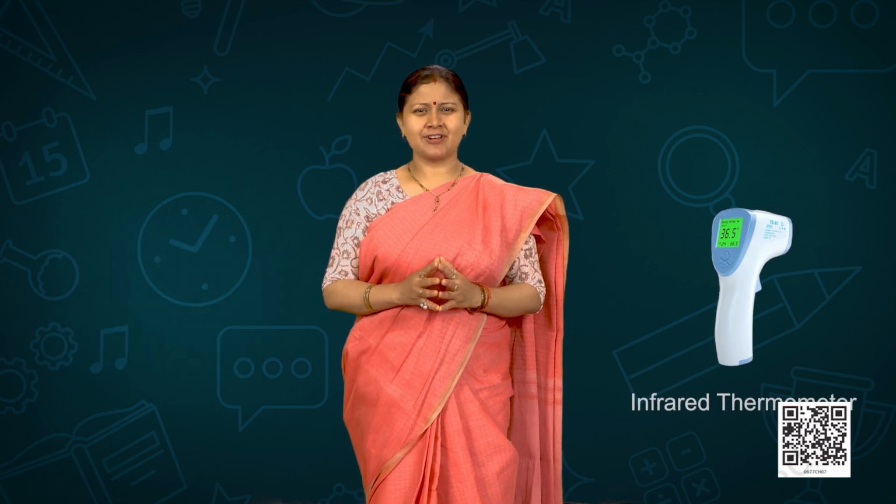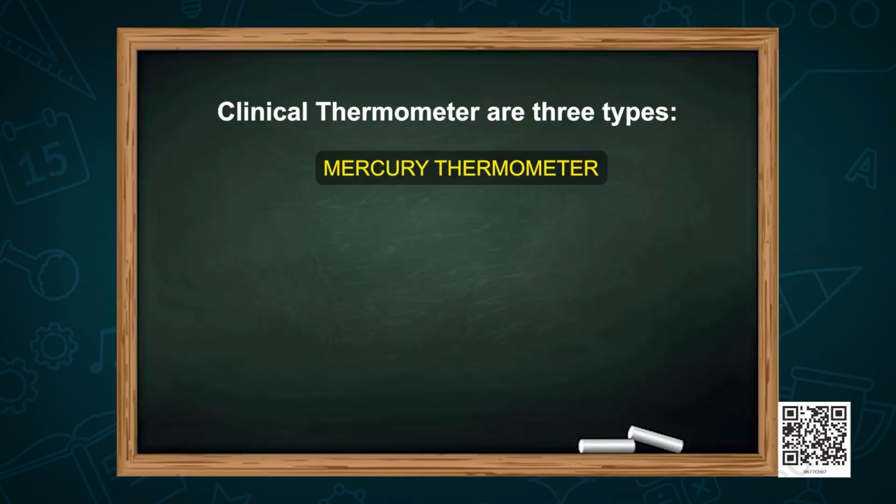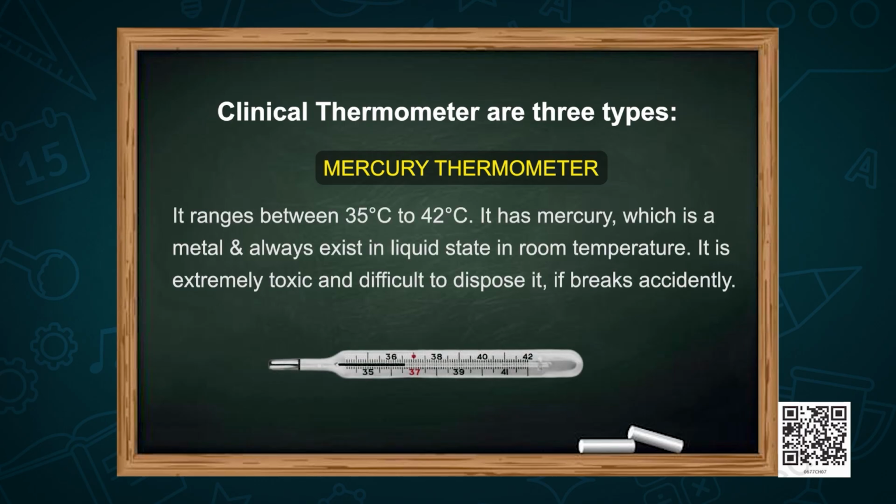That is an infrared thermometer. Mercury thermometer: its range is between 35 degrees Celsius and 42 degrees Celsius. It has mercury, which is a metal and always exists in a liquid state at room temperature. It is extremely toxic and difficult to dispose of if it breaks accidentally.